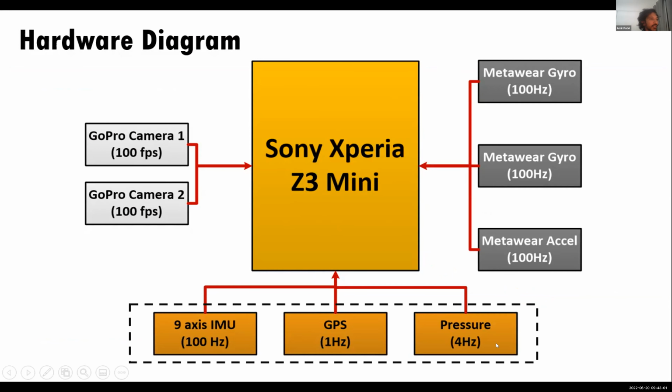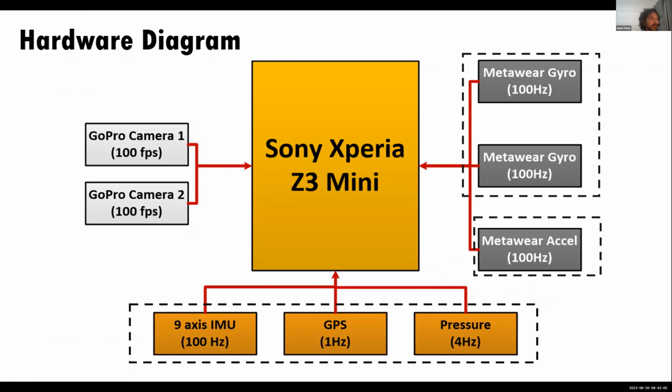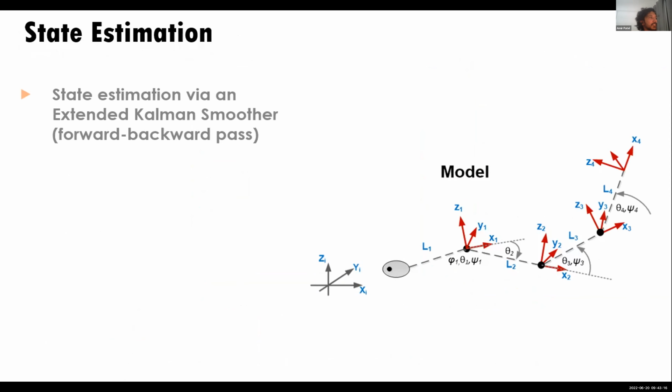They have IMUs, GPS. This one actually has a barometric pressure sensor. We have some wireless IMUs, which we put on the tail. And then we also had 2 GoPros running at 100 frames per second, facing the back of the cheetah. We then did some state estimation.